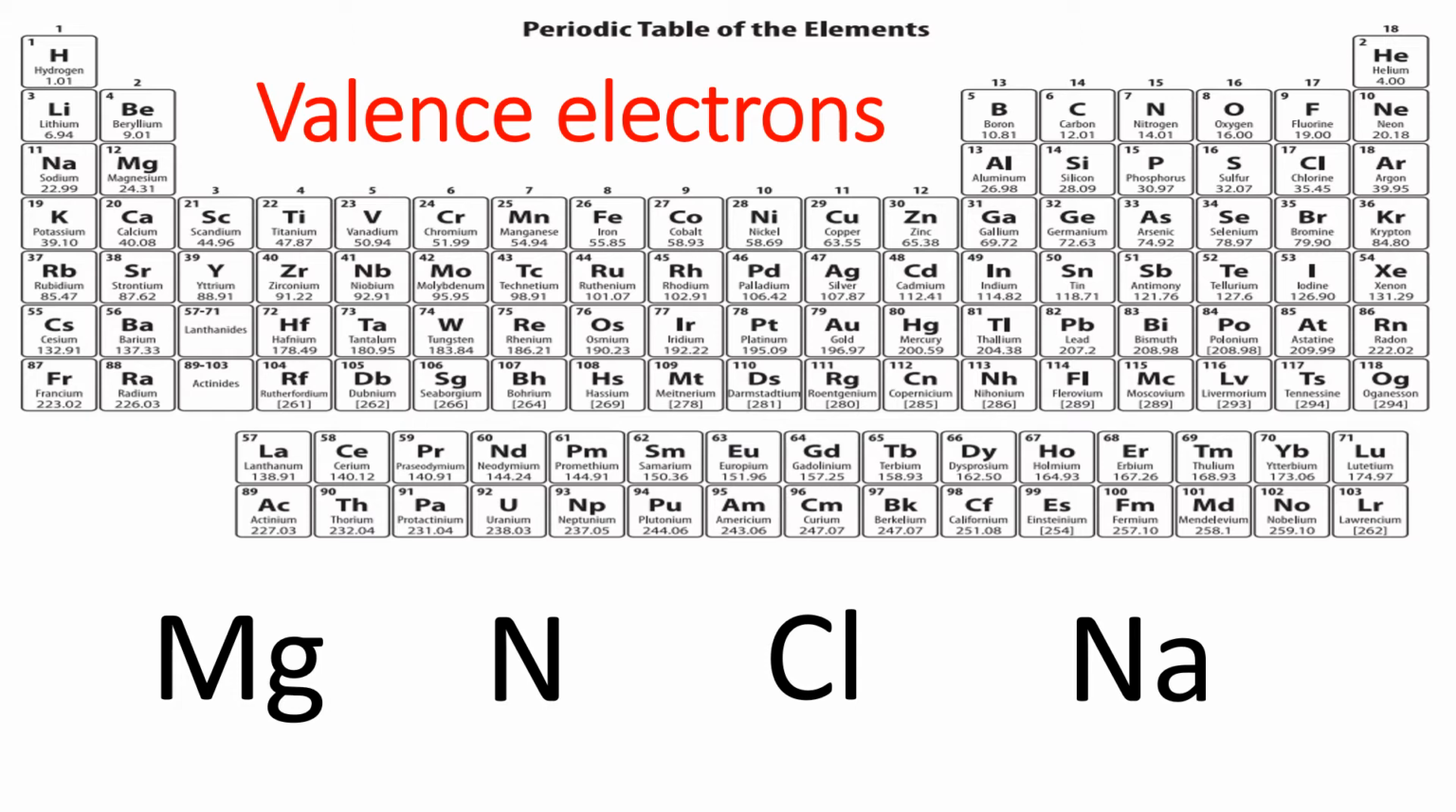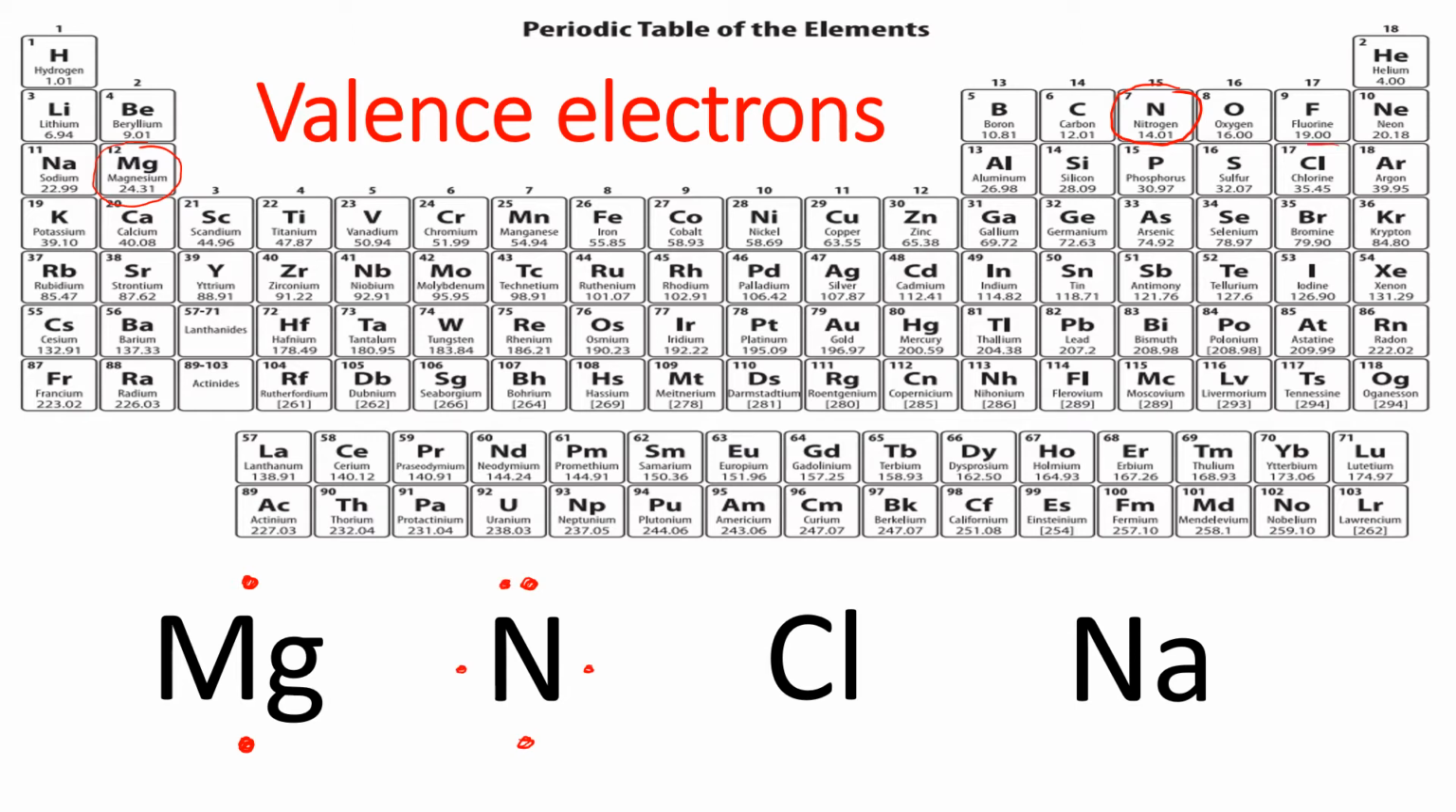Okay, so let's have first your magnesium. Your magnesium is located in group 2, so it means that it has two valence electrons. So 1, 2. Next we have your nitrogen. This is group 5, meaning it has 5 valence electrons. So 1, 2, 3, 4, 5.